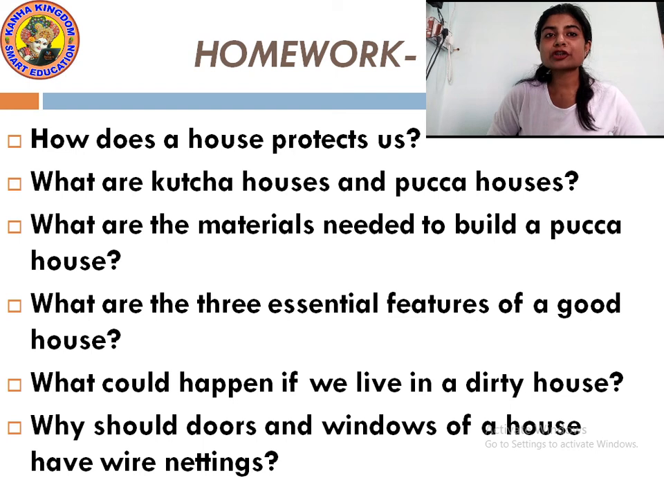Okay. Why should doors and windows of a house have wire netting? Because doors and windows that have wire netting keep away the insects like flies and mosquitoes. Okay, that is why our doors and windows should have wire netting.